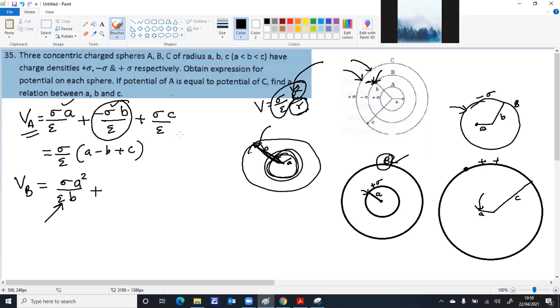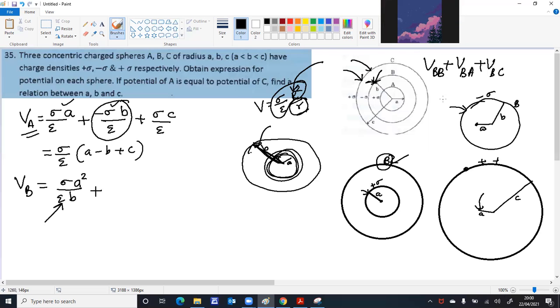B will have contributions from outside, on, and in. I'm not speaking about the potential of B. I'm speaking about the potential on B due to others. Potential on B will have a part due to B itself, potential on B due to A, and potential on B due to C. The same point with respect to each sphere is different.